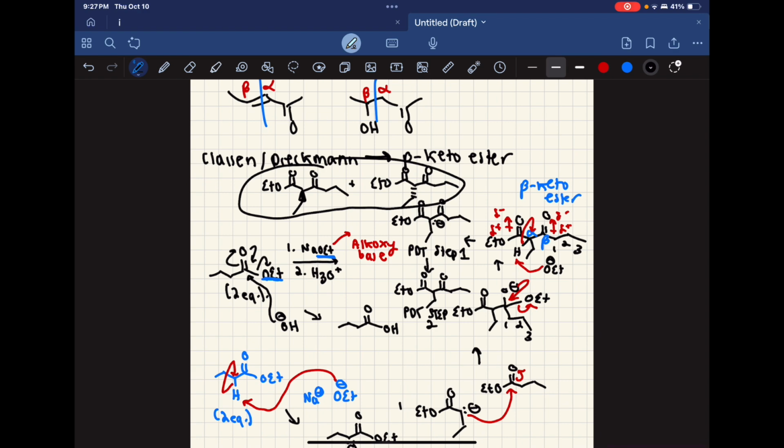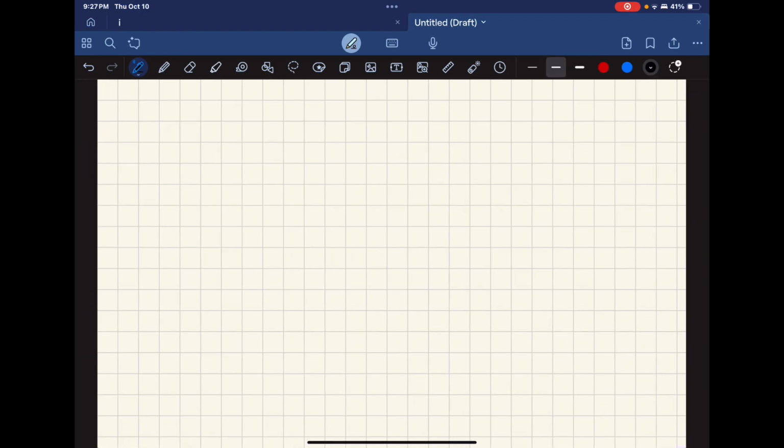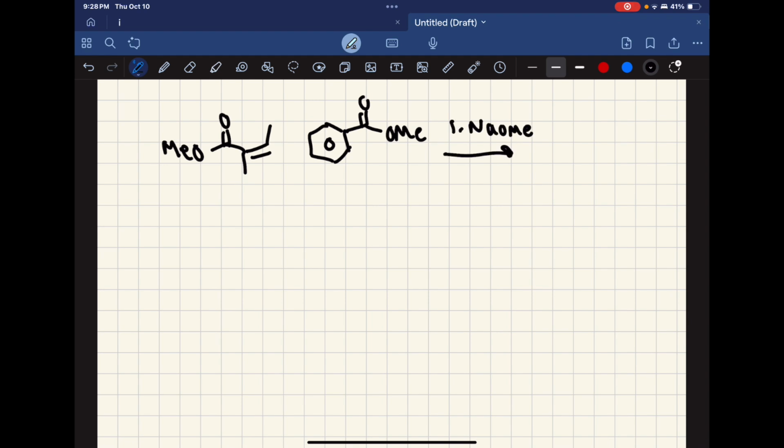Let's try another example. If I were to give you a problem that looks like this, let's think about how it would react. Your first hint is to look at both of your esters and find out which one has alpha protons. If we look at the ester on the left, and we look at the alpha carbon, we see that we actually don't have any protons here. So maybe this is my electrophilic ester that the enolate ester would add into. Here we're not going to be nucleophilic.